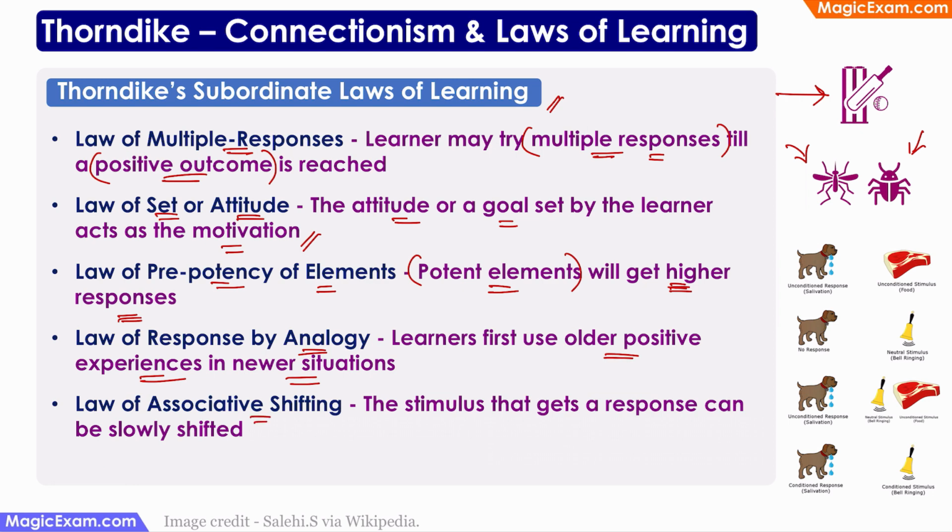Law of associative shifting says that the stimulus that gets a response can be slowly shifted. This can be explained using Pavlov's experiment. There was a dog, and whenever the dog was shown any meat or food, it would salivate, it would produce saliva. But the same dog would not respond or react when a bell was rung in front of it because it was not associating this bell with anything. So it was not responding to the stimulus.